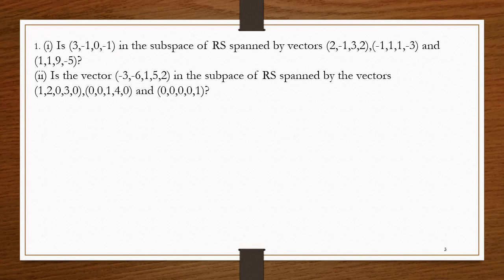First problem: is the vector (3, -1, 0, -1) in the subspace of R^5 spanned by the vectors (2, -1, 3, 2), (-1, 1, 1, -3) and (1, 1, 9, -5)? The second question: is the vector (-3, -6, 1, 5, 2) in the subspace of R^5 spanned by the vectors (1, 2, 0, 3, 0), (0, 0, 1, 4, 0) and (0, 0, 0, 0, 1)?